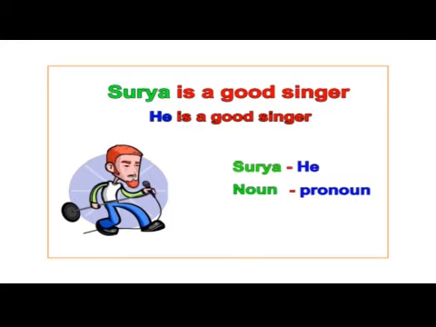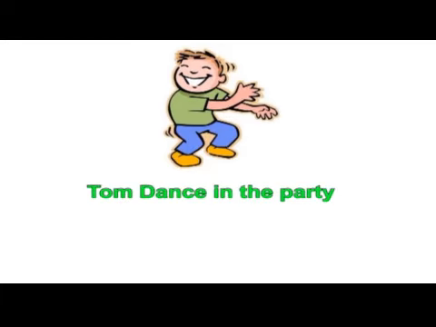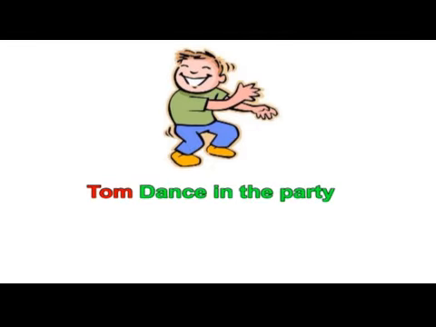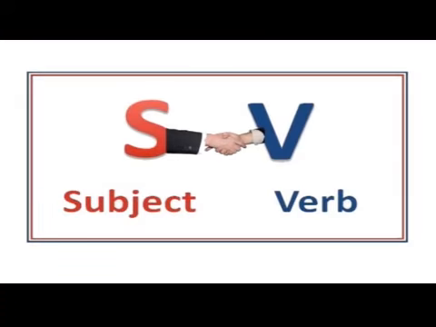Let me give you an example. Consider the sentence, Tom danced in the party. Danced is an action verb. Tom is who did the dancing. Hence, Tom is the subject. To begin analyzing a sentence, we must first identify the subject. There are three general criteria for the identification of a subject in a sentence. The first criterion is subject-verb agreement.